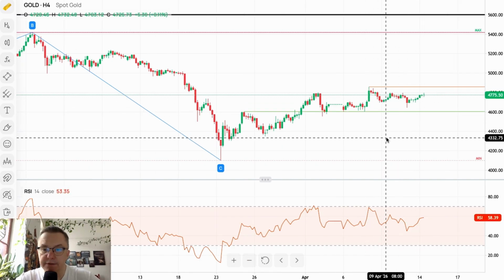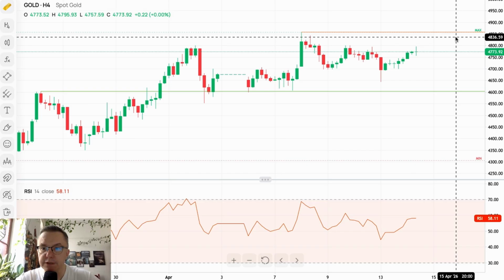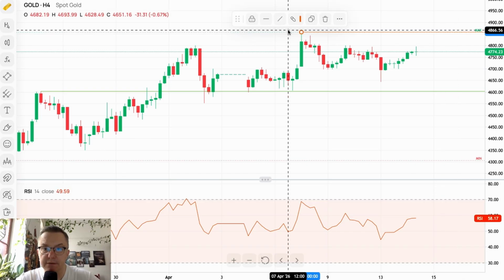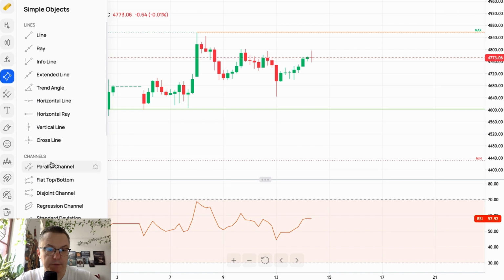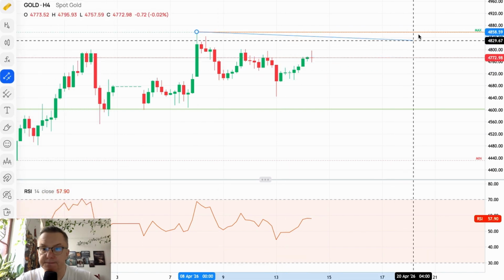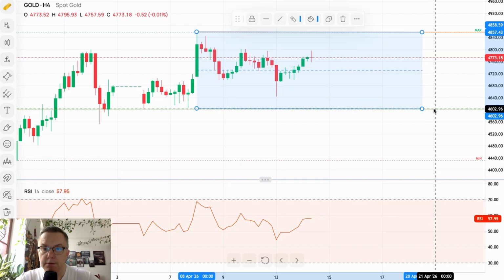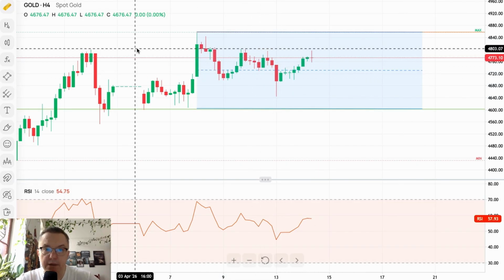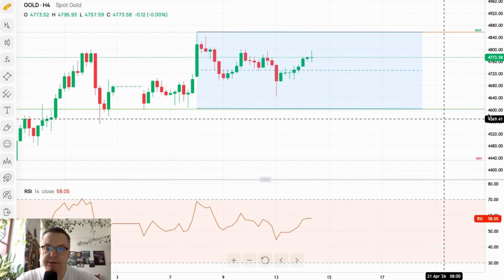Gold inside of the range. Let me just break it for you guys. It's inside the range. That's the maximum, all right? So that's fine. That's the maximum. Let me just place the parallel channel yet again, and this is the situation here. Okay, so we are inside of this channel, and the gold is trading roughly around 4,773.